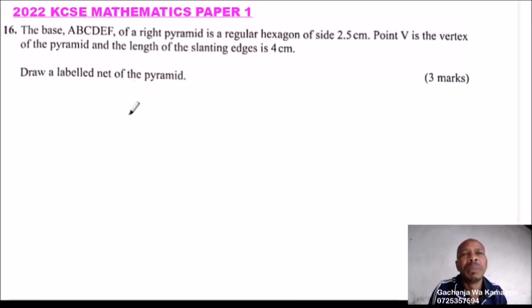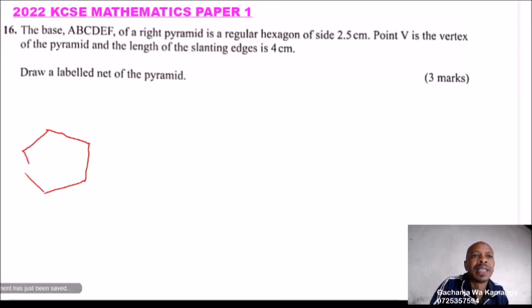For us to be able to do this, we can make a sketch of our figure. A hexagon is a 6-sided figure. So we have that. It is just a sketch. So this is that, and we have that. Then we can have the slanting sides like that.